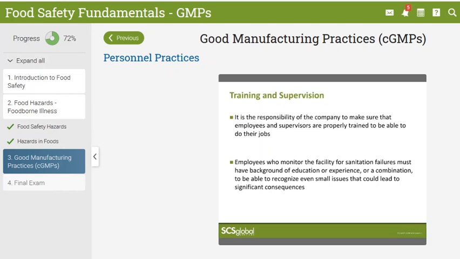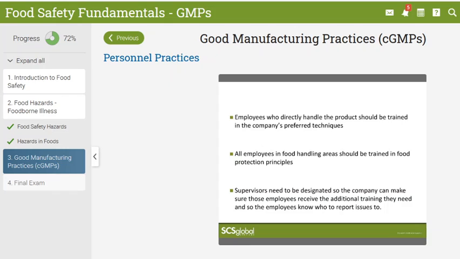In addition to having these GMPs, it's important that the employees are trained and properly supervised. It's the responsibility of the company to make sure that employees and supervisors are properly trained to be able to do their jobs, including supervisors getting additional training on how to recognize symptoms and signs of illness. Employees who monitor the facility for sanitation need to have the background or experience to be able to recognize that small issues can lead to significant consequences and be able to tell telltale signs when equipment has not been properly cleaned. The employees who directly handle the product should be trained in the company's preferred techniques.